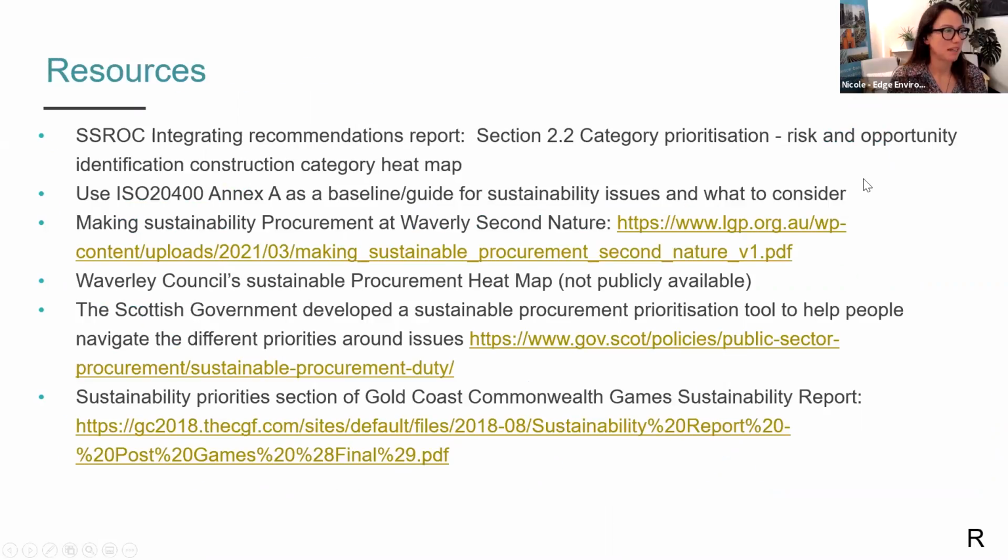So there's a big list of resources as well, including within the recommendations report. Have a look at ISO 2400 as well, because there's a big list of sustainability issues within there that you can consider. Definitely suggest reaching out to Waverley and taking a look at the procurement heat map. A really excellent tool, and then there's a couple of other examples in there as well.